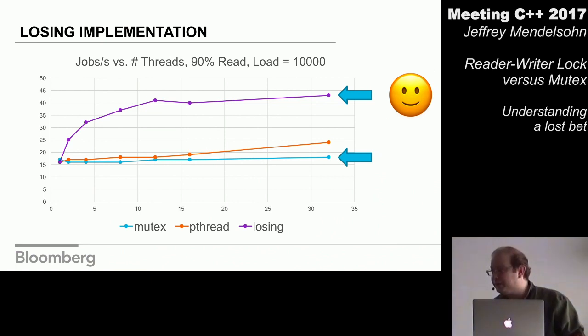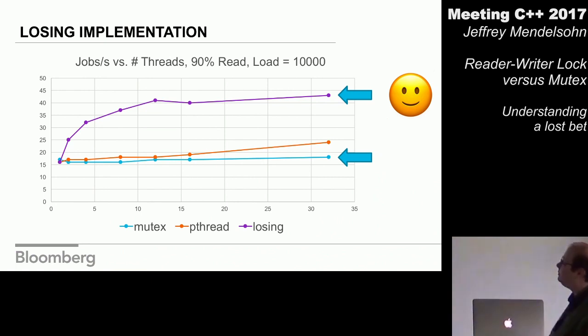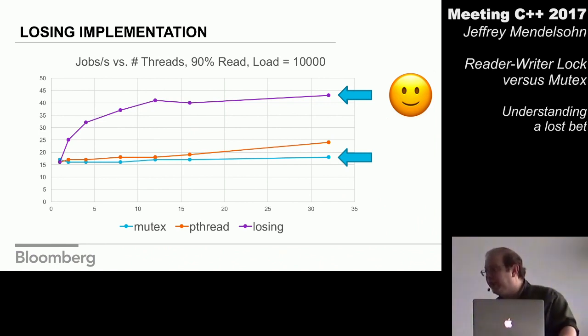Verification? Yes? So when you say 90% read, that means that of the things that are happening, 90% are read operations, 10% are what? What does the load mean? The load is how much work is being done relative to the bet. A load of 100 was basically the same size as the bet, about 300 math operations. 10,000 is about 30,000 math operations.